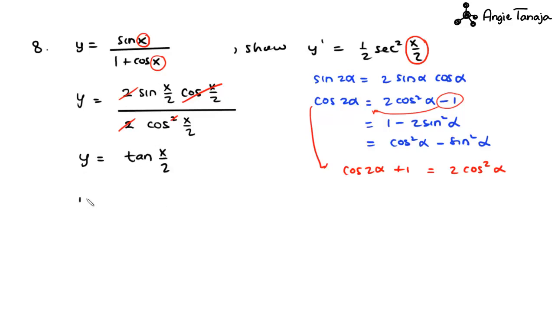So then when we differentiate this, it's simply secant square of something here, right? Times the derivative of half x, which is just half. So then we can prove that it is half times secant square x over 2. It's very easy.